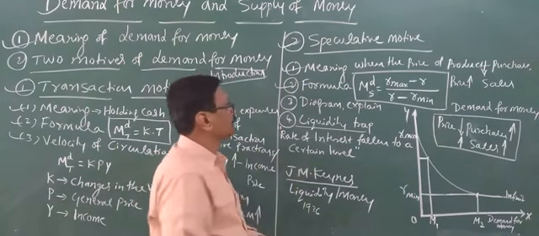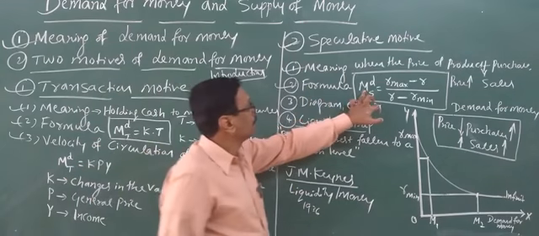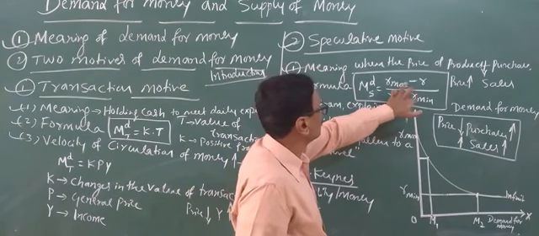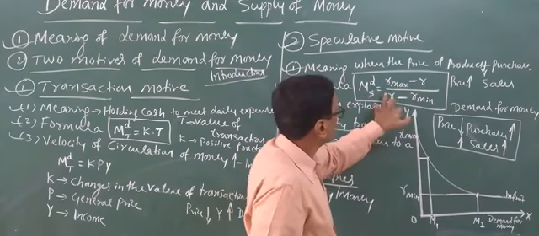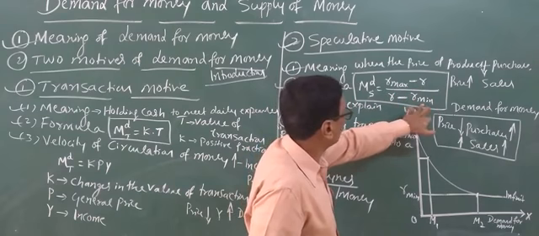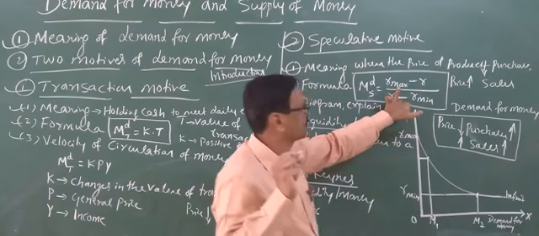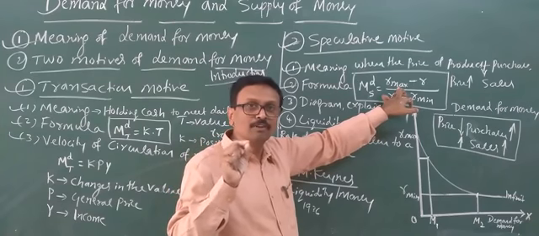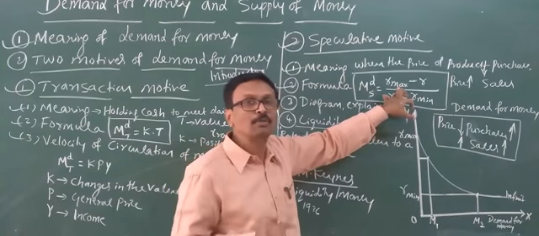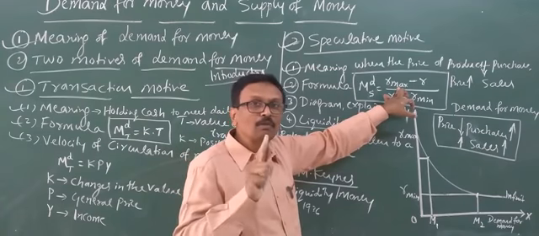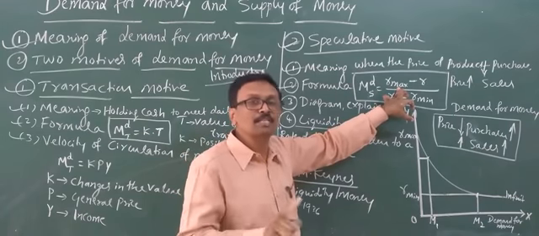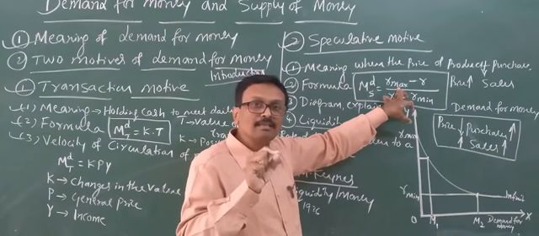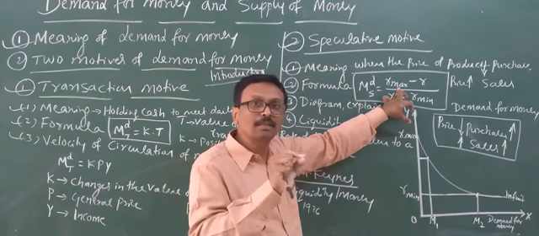You have to observe one formula: Md equals (R maximum minus R) divided by (R minus R minimum). R maximum is the rate of interest. The speculative motive mainly depends on the rate of interest, and demand for money is a derived demand. Speculation process means buying and selling of share papers in the share market when the price varies.